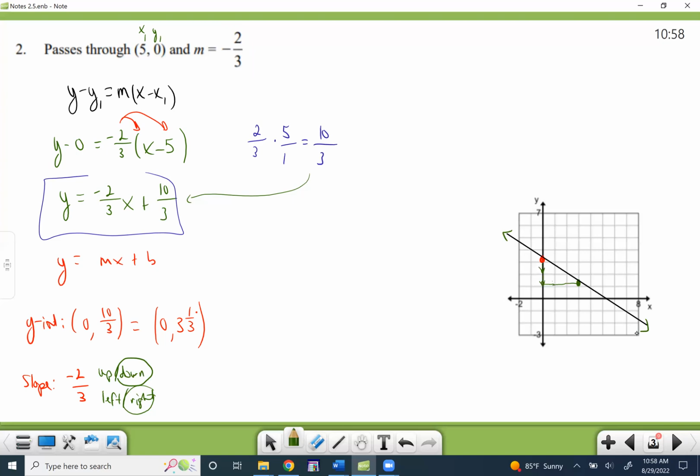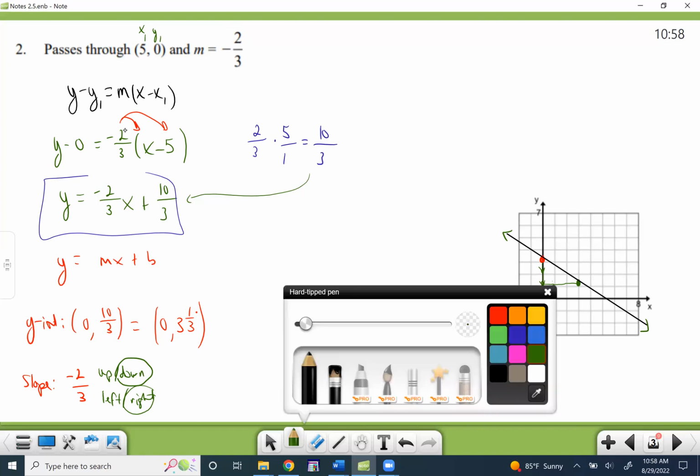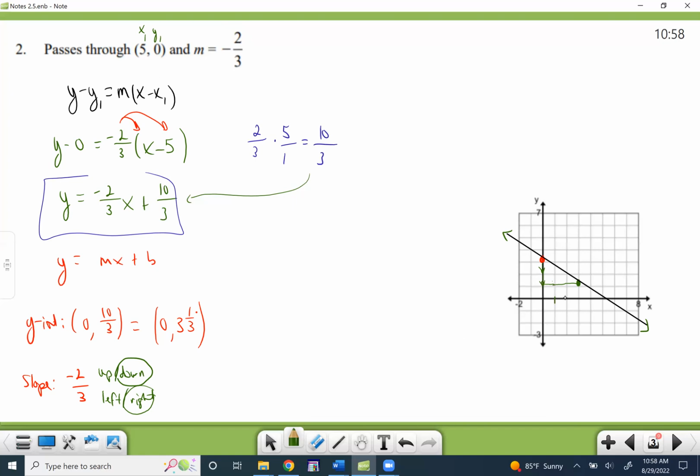There we go. So it's supposed to pass through (5, 0). Let's see if it does. 1, 2, 3, 4, 5. Wow, of course, I didn't draw the line perfectly. It is a tiny bit high if you look at it, but close enough for us to be able to think that maybe it could go through (5, 0). All right, awesome.